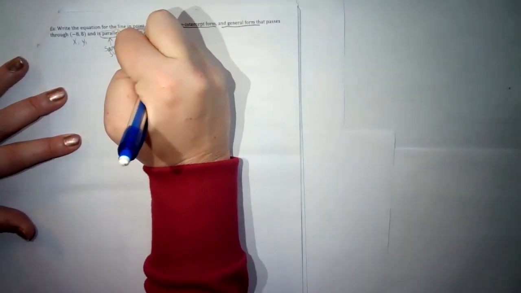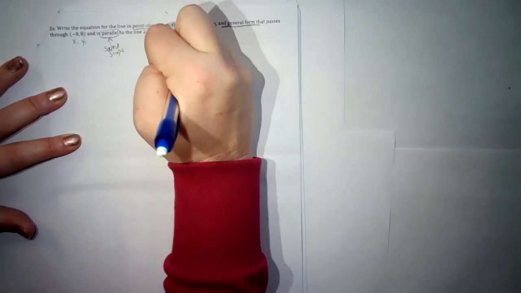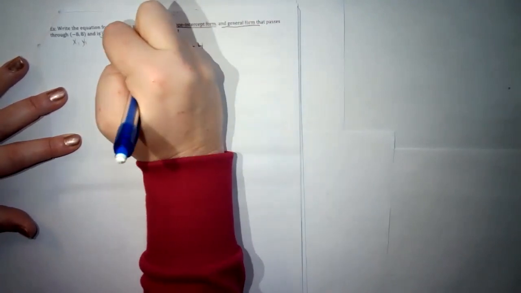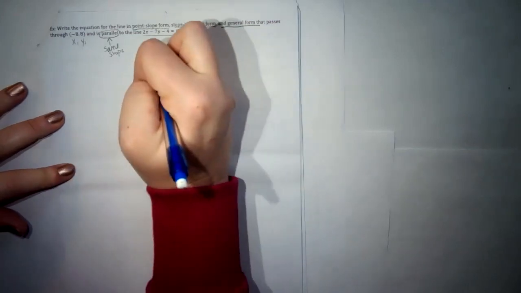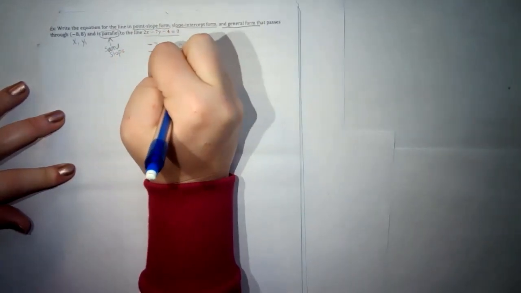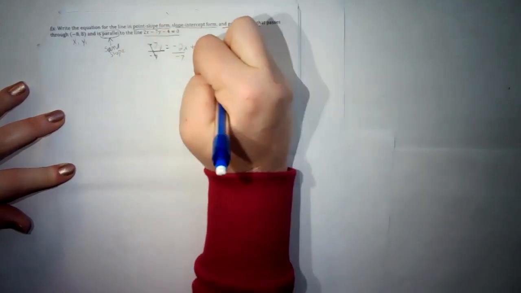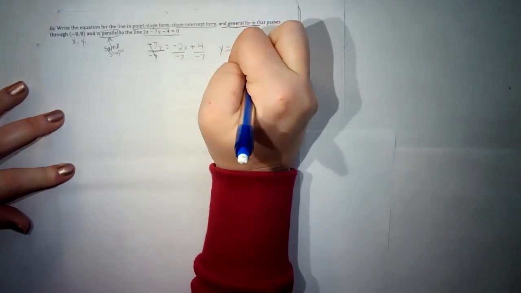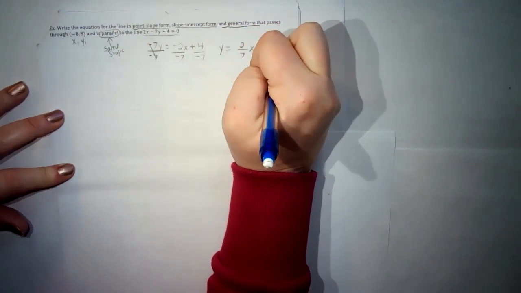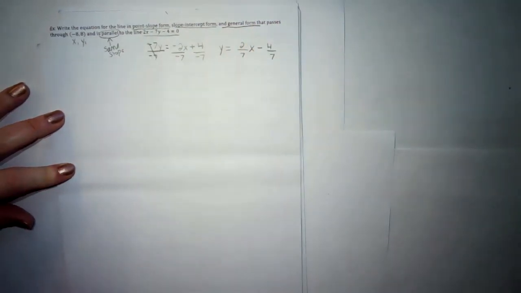So I'm going to subtract my 2x to the other side, and I'm going to add my 4 to the other side. All right, I did two things there without really any work, so make sure you're comfortable with that. I just moved them over there to the other side. Okay, now I'm going to divide by -7. And I'm going to get a positive 2/7 x minus 4/7. That's the other line.